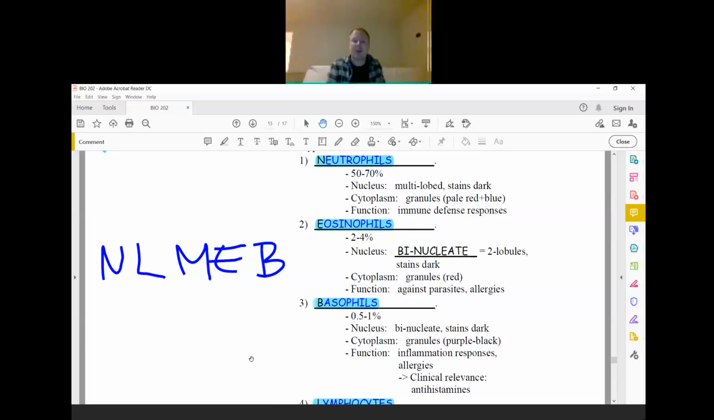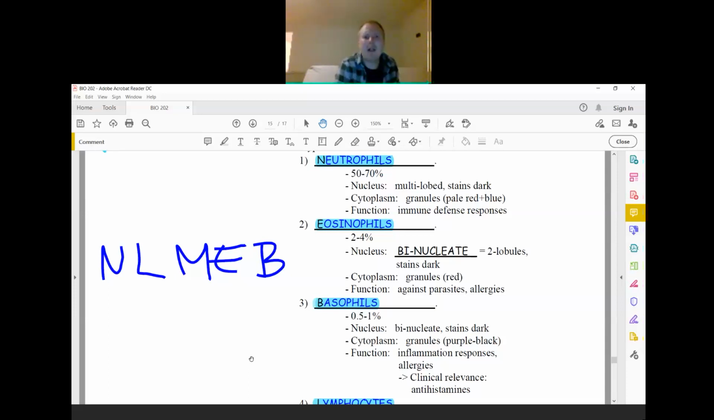For example, antihistamines help us to keep the basophil amounts in control. So if you have allergies, you might end up taking antihistamines. Allergies are simply your white blood cells having gone wild. So that's why you would take those to limit the production and amount of basophils.